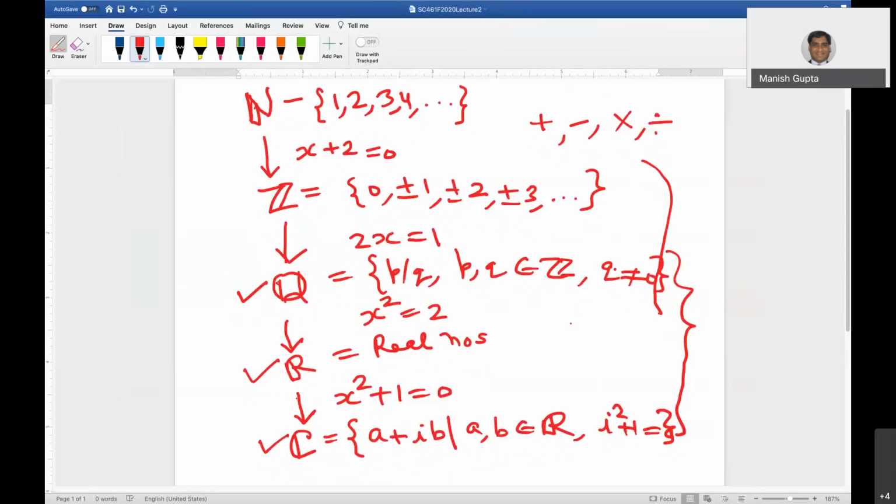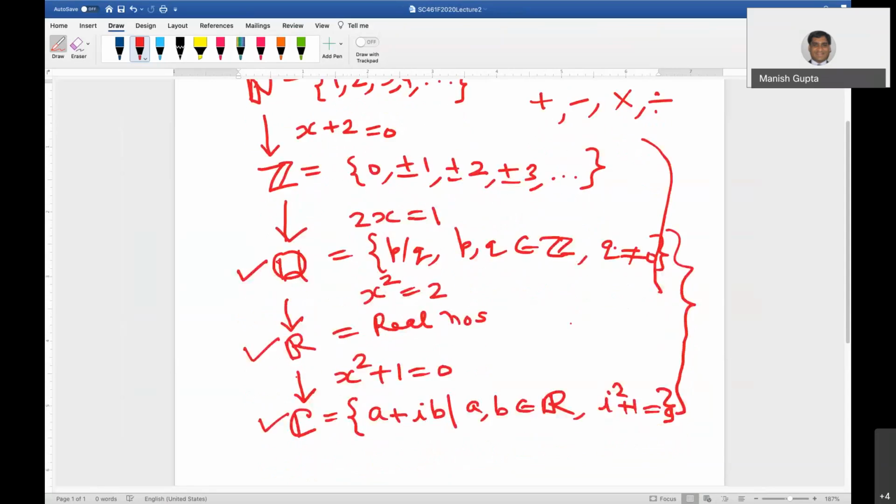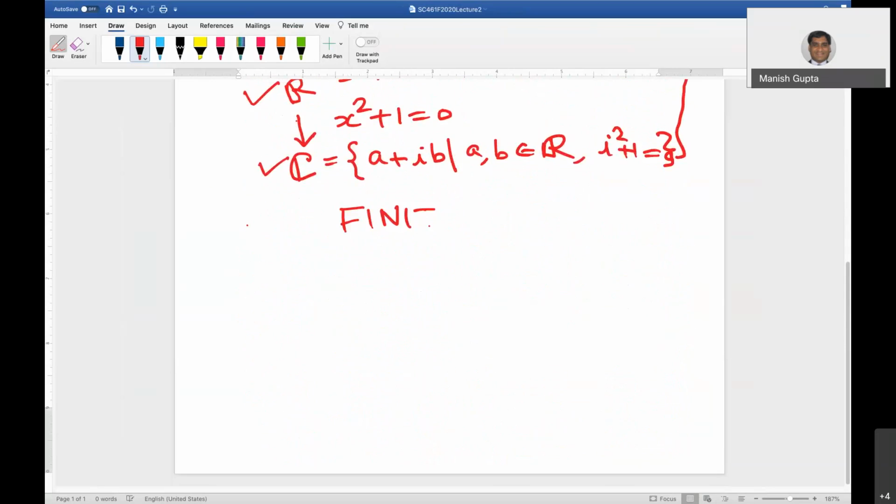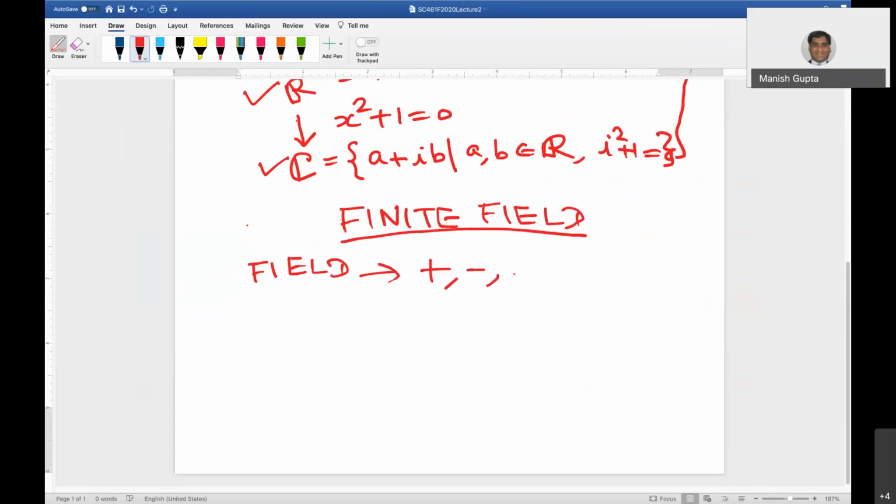I'm going to give you an example now of a finite field. Finite field means a field with a finite number of elements. So what is a field? A field where we can do all the four operations: addition, subtraction, multiplication, division. I can just write it down for you. A field means I can do all the four operations: addition, subtraction, multiplication, and division.